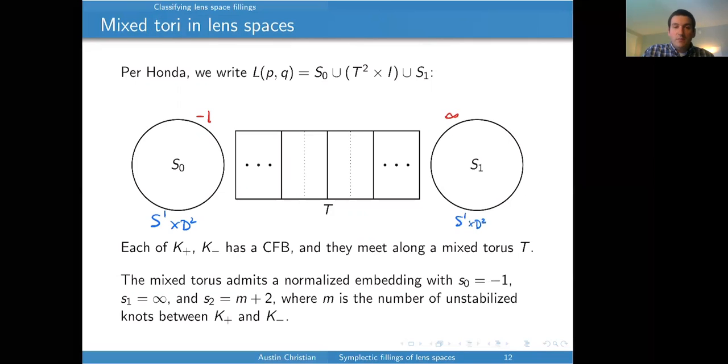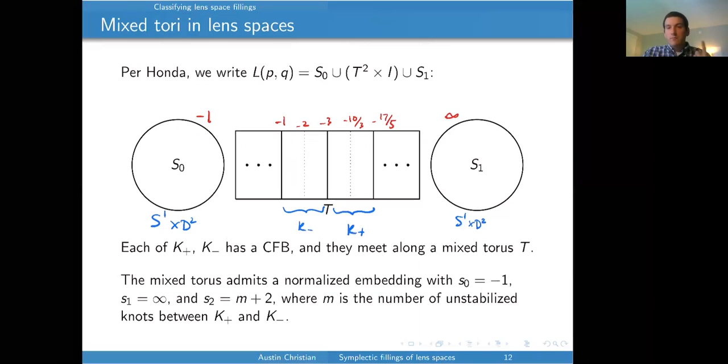Honda then gives us a recipe for decomposing this T2 cross I, this thickened torus, into a number of basic slices. And in particular, these basic slices will group into continued fraction blocks, he calls them. And each knot in our diagram for the lens space will have a corresponding continued fraction block. So we'll have a block here for K plus, and we'll have a block here for K minus.